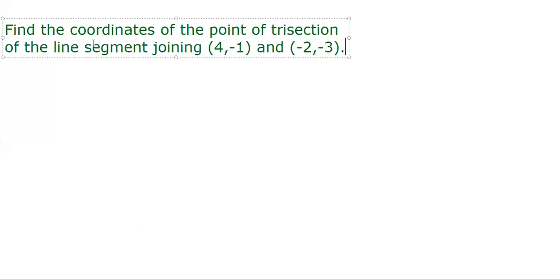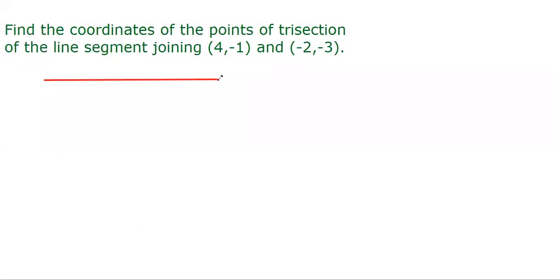So this is the next question. Find the coordinates of the points of trisection of the line segment joining 4, minus 1 and minus 2, minus 3. So I can mark the line as follows. This is 4, minus 1 and minus 2, minus 3. And we need to find the coordinates of the points of trisection.